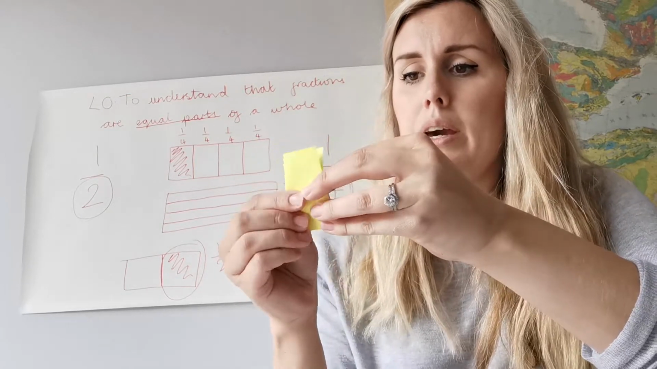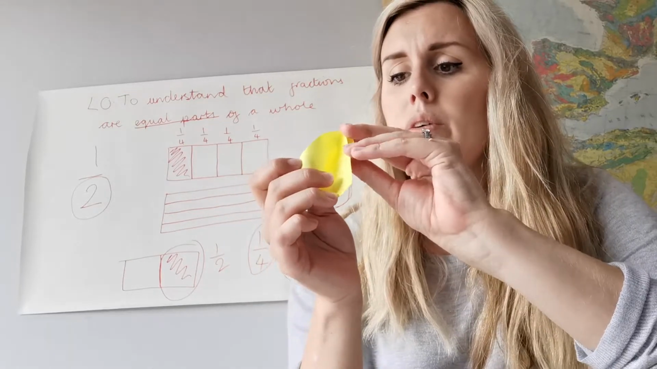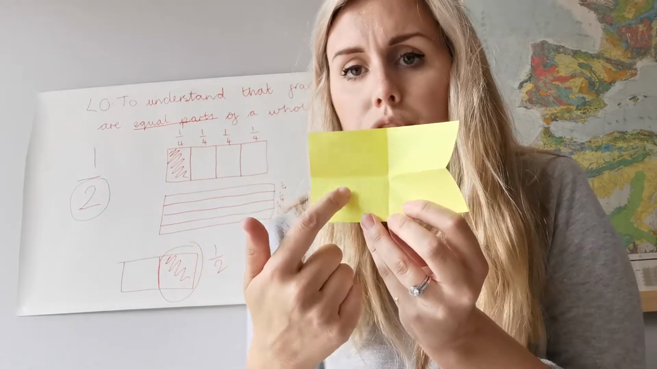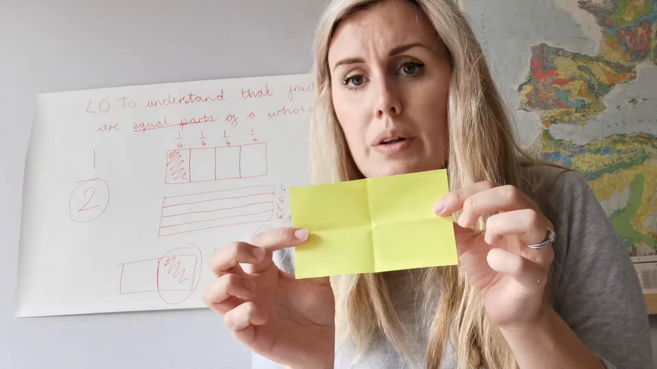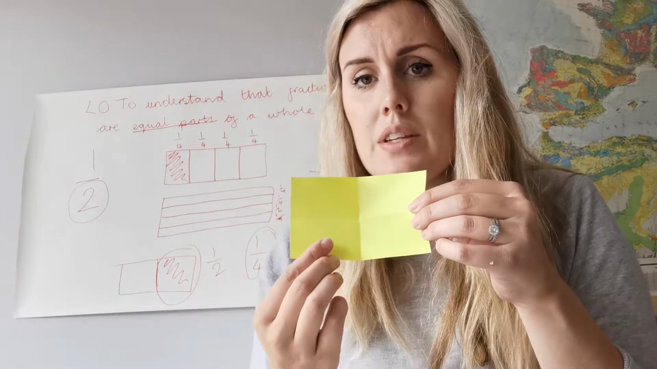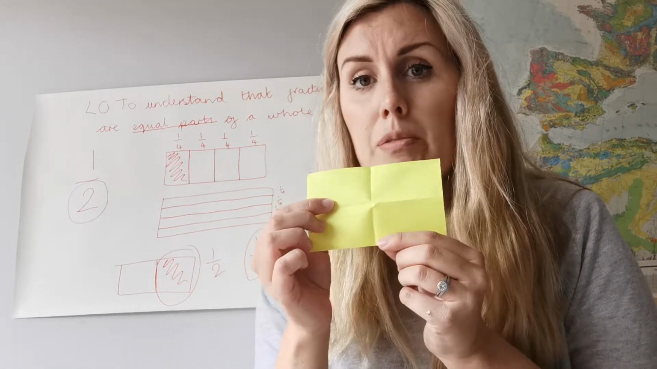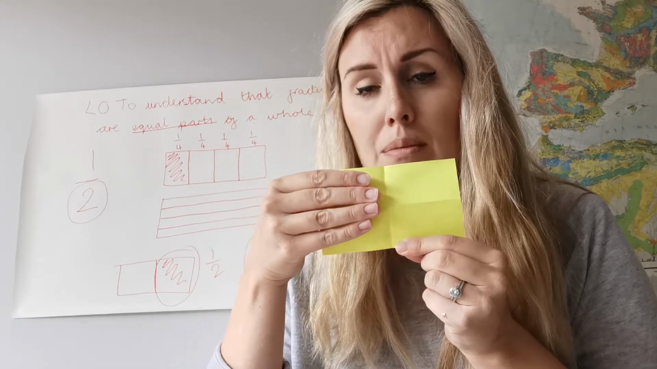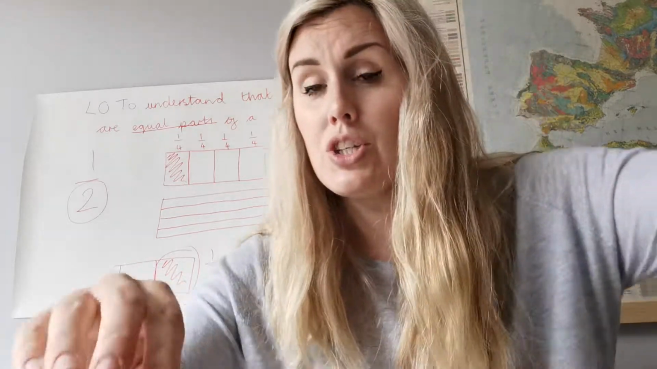There we go. And then you can see, if I open it up, you can see the creases here. 1, 2, 3, 4. It's 4 equal parts, okay? It's been split into 4, so that's 1/4, that's another quarter, that's another quarter, and that's another quarter. And you can also see a bit of equivalent fractions here. 2/4 is the same as 1/2. Interesting.